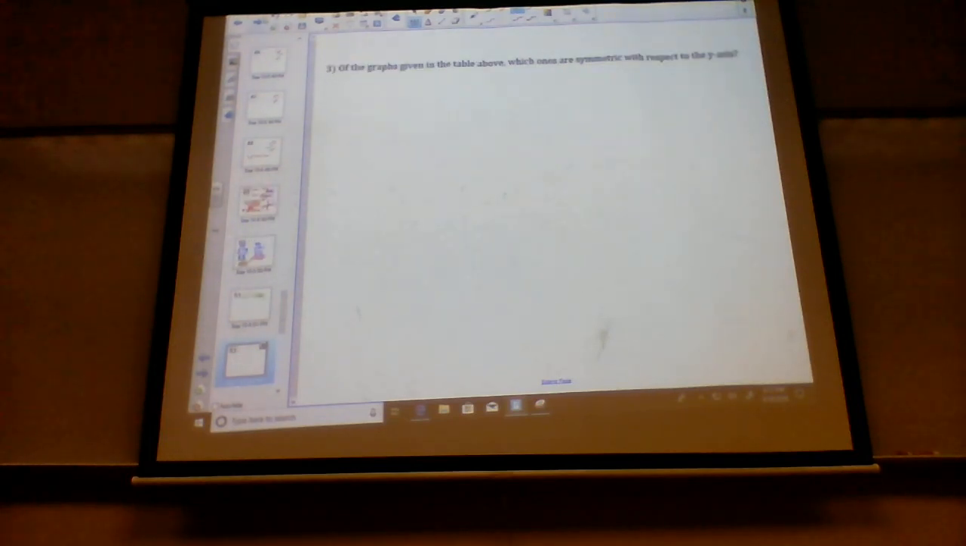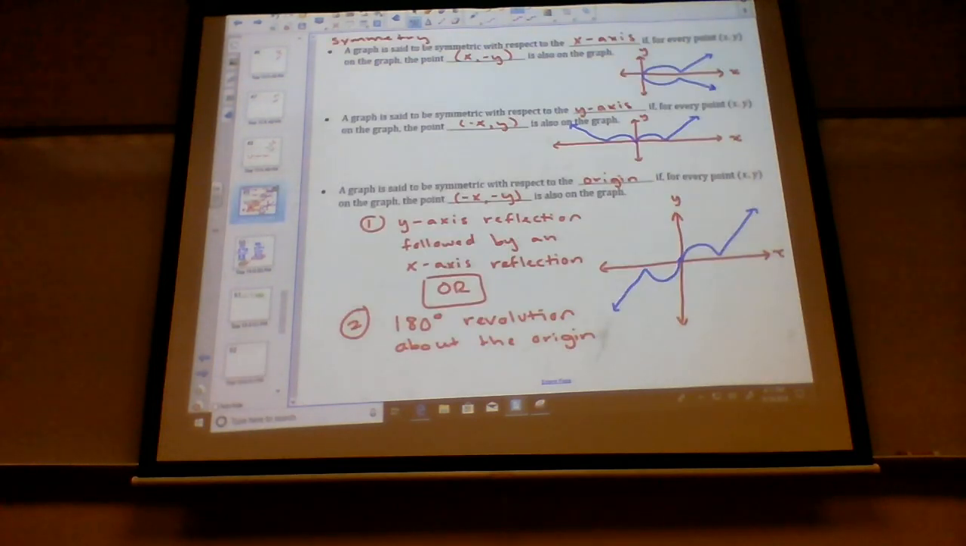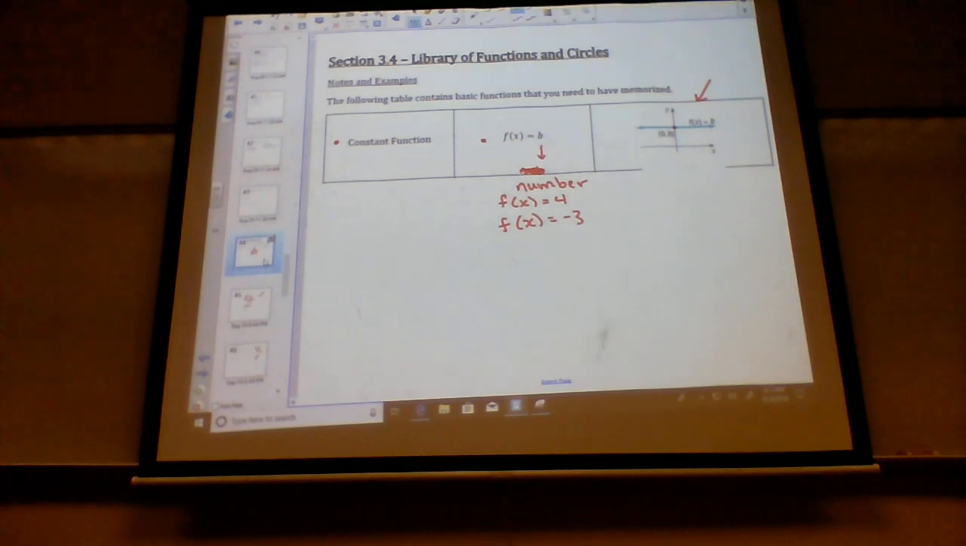Number 3: of the graphs given in the table above, so that huge table of functions for you to memorize, that's what it's referring to. Of the graphs given in the table above, which ones are symmetric with respect to the x-axis? I'm sorry, it says symmetric with respect to the y-axis. Which ones are symmetric with respect to the y-axis? Well, we talked about symmetry. We learned right here in this middle bullet point that if a graph is symmetric with respect to the y-axis, then we can fold it over the y. So I'm going to go through and look at these functions and see which one I can fold over y.